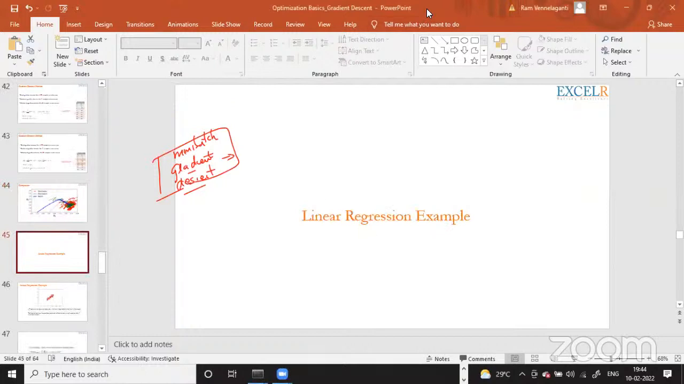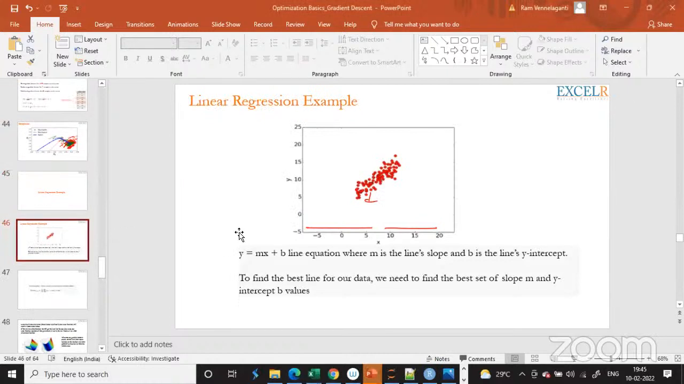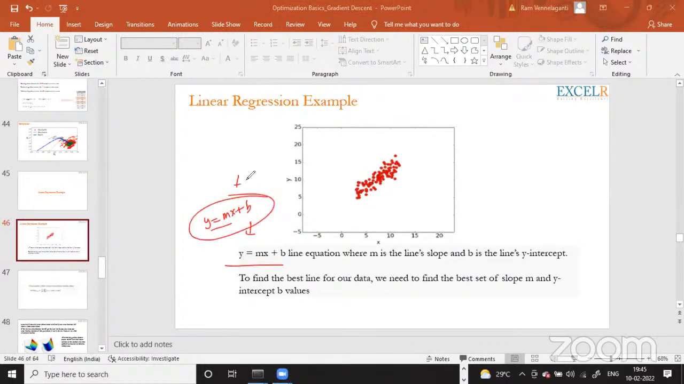Now, linear regression example. This is what we are going to consider. So imagine you have our equation y is equal to mx plus b. This is the equation that we have.